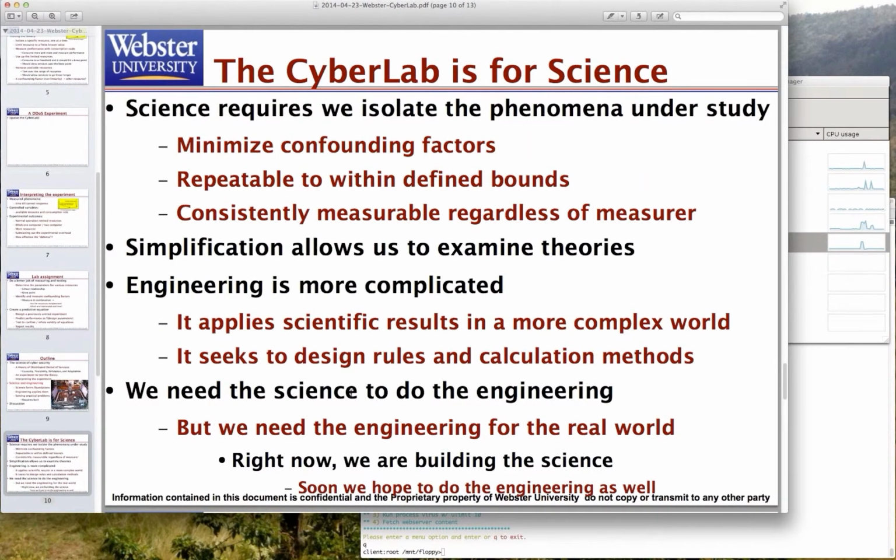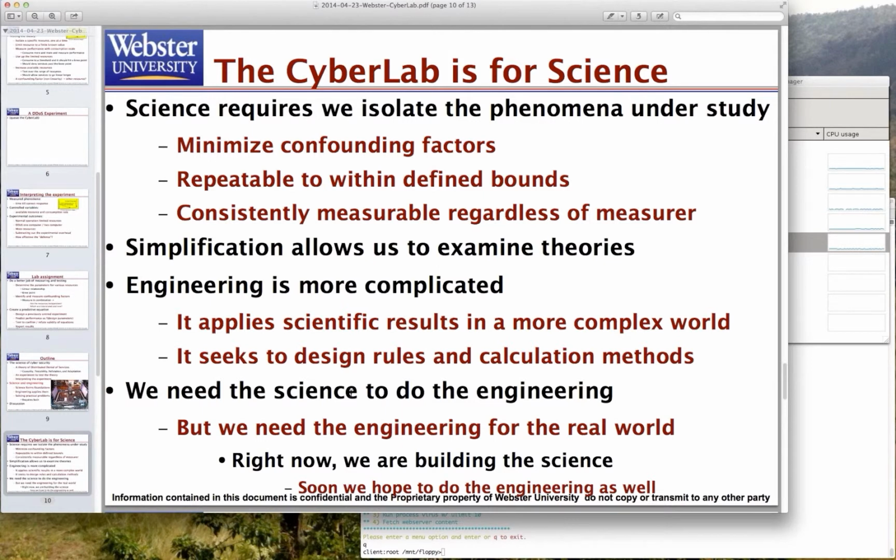And I just want to talk briefly about the CyberLab. The CyberLab's for science, but science requires we isolate the phenomena under study. And what that means is we're trying to minimize confounding factors, make things very repeatable within the defined bounds of what we're trying to test, and be able to consistently measure regardless of who's doing the measurement. So anybody should be able to come in and repeat these experiments and get basically the same results within the accuracy and precision of the experimental environment. This simplification lets us examine these theories and develop these equations.